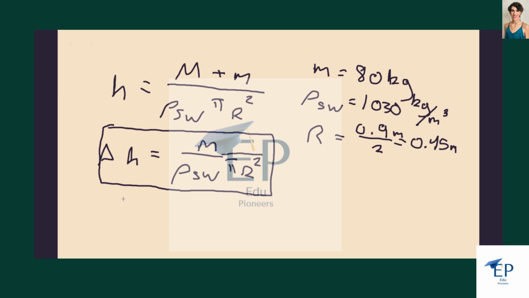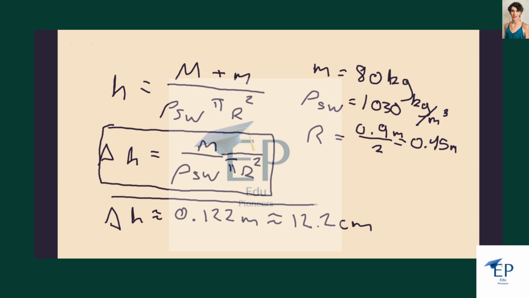So from this, we're going to calculate that delta H is about 0.122 meters. Here I'm using 3 significant figures because the question gave us 3 significant figures for each of the constants. And converting that to more normal units, that's about 12.2 centimeters. So not very far. But that's to be expected given the fact that the buoy has quite a wide diameter and the man actually doesn't weigh that much.